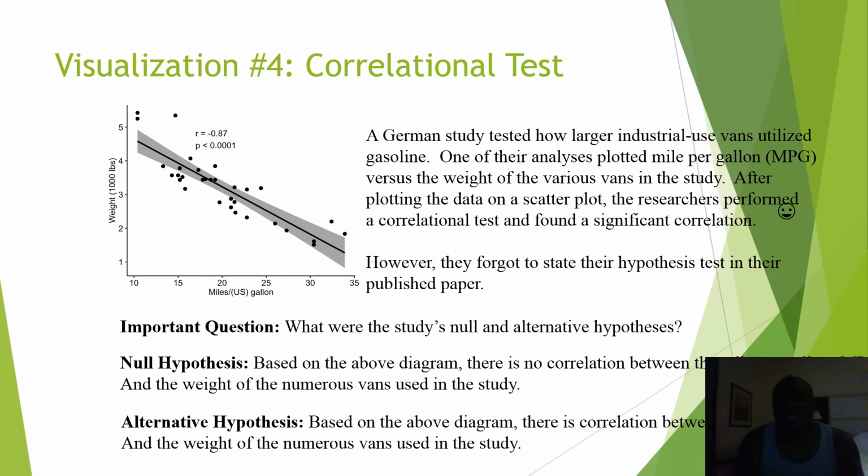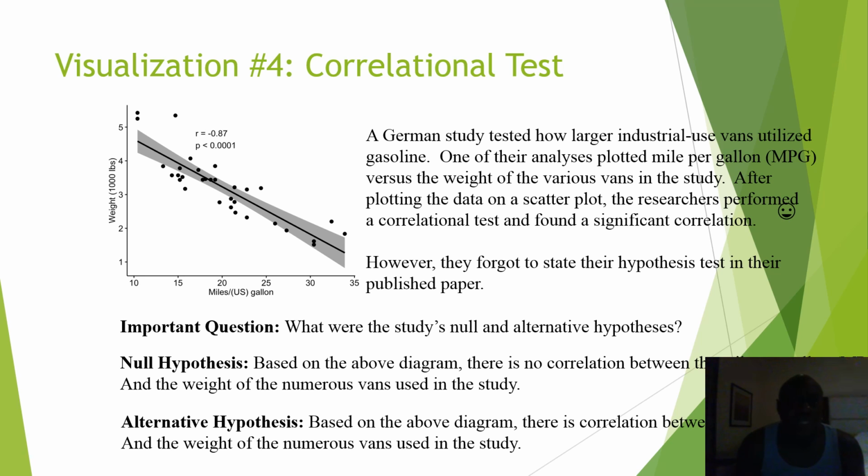Test number 4 is the correlational test. A German study tested how larger industrial-use vans utilize gasoline. One of the analyses plotted miles per gallon versus the weight of the various vans in the study. After plotting the data on the scatter plot, the researchers performed a correlational test and found a significant correlation. However, they forgot to state their hypothesis test in their published paper. The research question is, what were the study's null and alternative hypotheses?